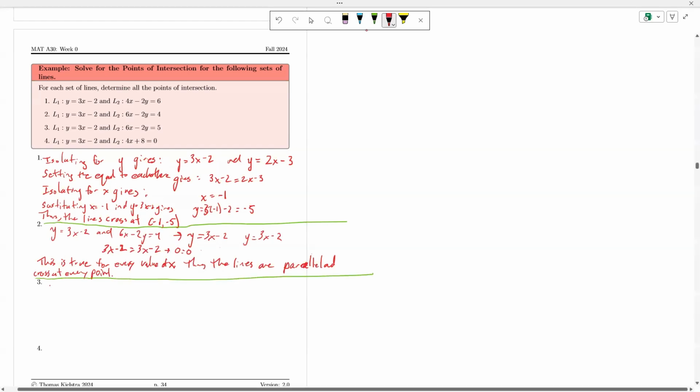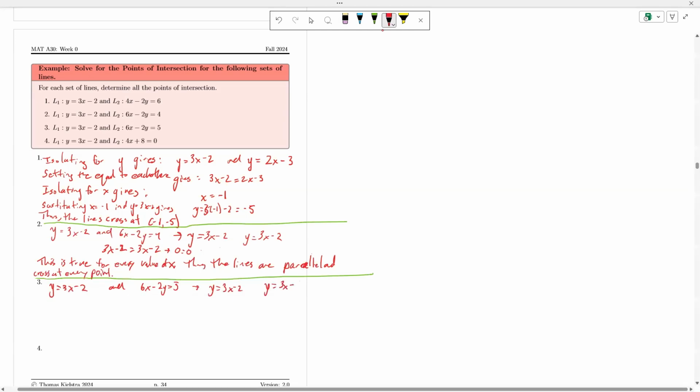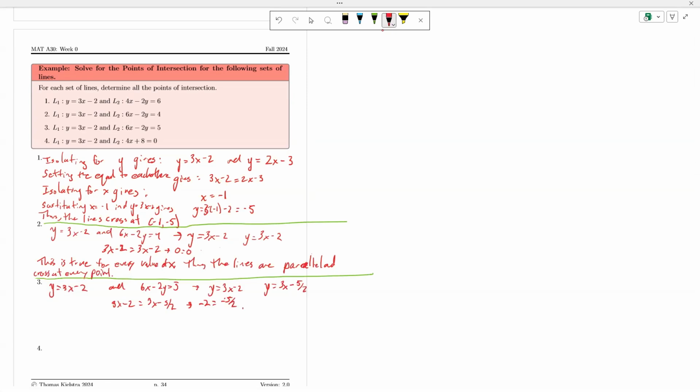Our next set of lines are y equals 3x minus 2 and 6x minus 2y equals 5. Well, this gives y equals 3x minus 2 and y equals 3x minus 5 over 2. Setting them equal, 3x minus 2 equals 3x minus 5 over 2, which implies when we subtract 3x from both sides, minus 2 equals minus 5 over 2. This is never true.